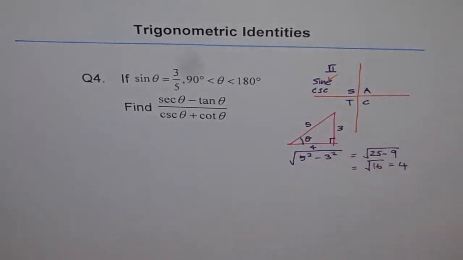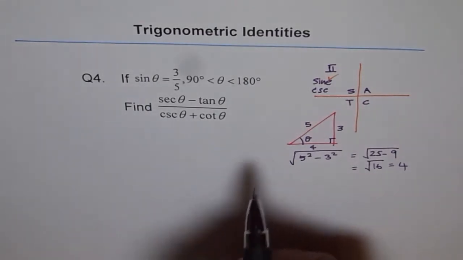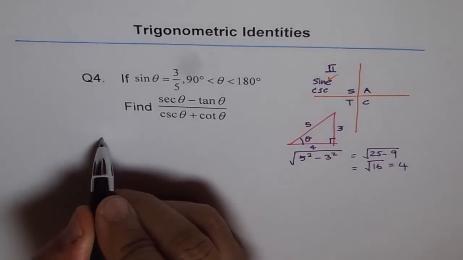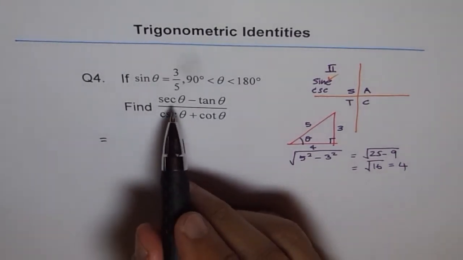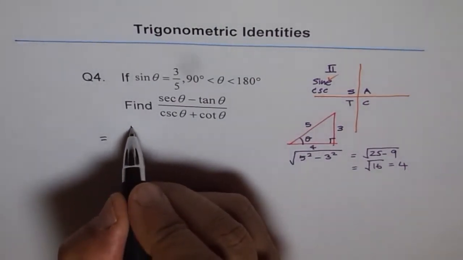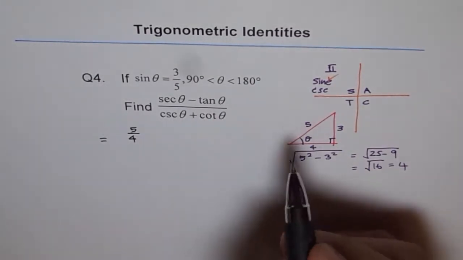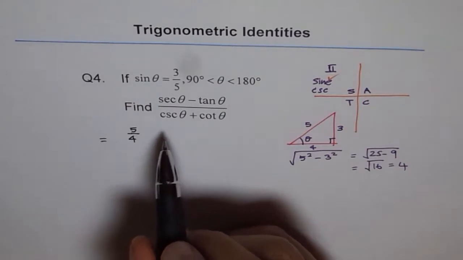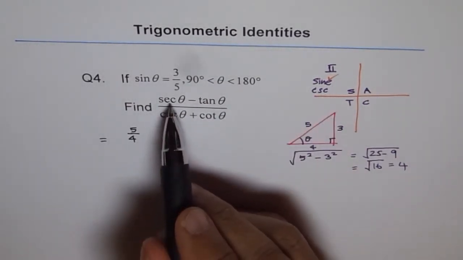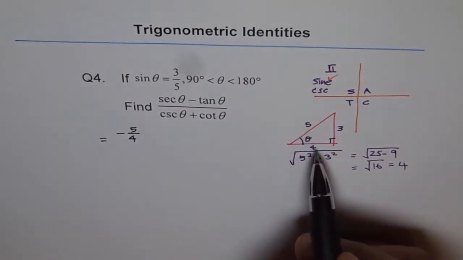Now we know our triangle and we know all the sides. From here we can substitute the values and calculate. We need to find secant theta minus tan theta over cosecant theta plus cotangent theta. So let's plug in the values. Secant theta is the reciprocal of cos theta, so it is 5 over 4. Now remember, I made a mistake here. We are in quadrant 2, so secant theta should be negative, so we write negative 5 over 4.